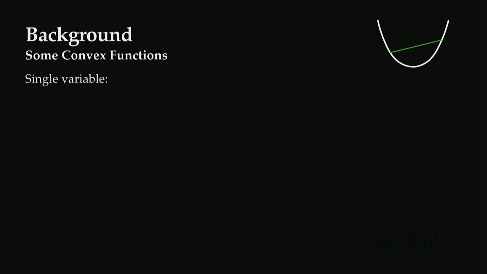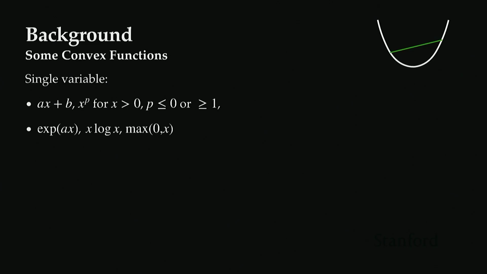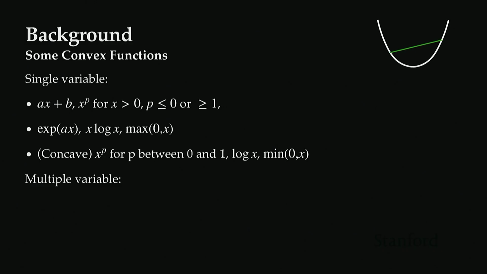So a lot of things end up being convex. In single variables, things like affine, things like powers for p less than 0 or greater than 1. So things like 1 over x, things like x squared. Exponentials, entropies, ReLUs, and a bunch of things also end up being concave, like powers between 0 and 1, like square root, and like log. So these are just some examples.